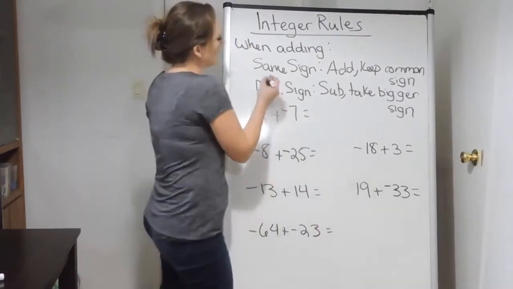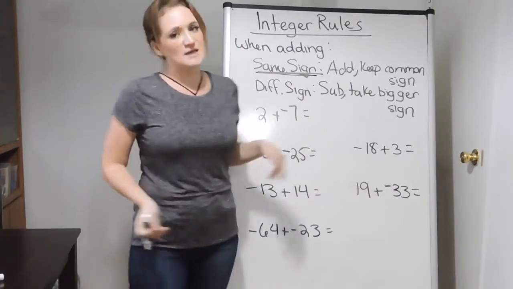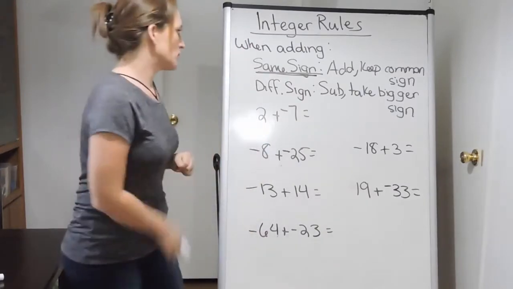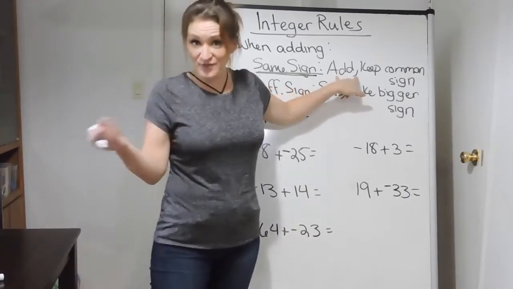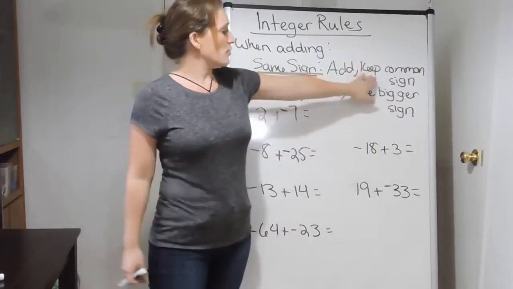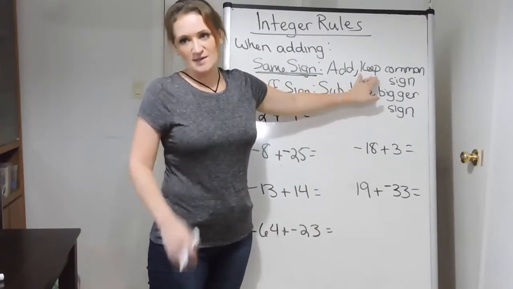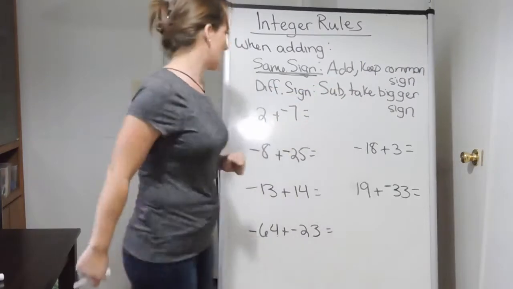Alright, so when you have the same sign, they're either both positive or they're both negative, the rule says this. The rule says to add, which means add the numbers, keep the common sign. So if they're both positive, they're going to stay positive. If they're both negative, they're going to stay negative. Otherwise, add the numbers up.